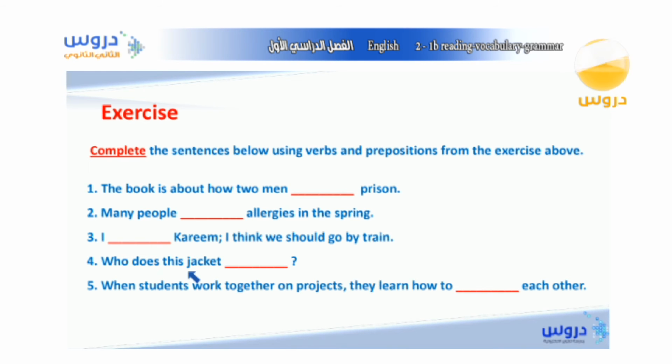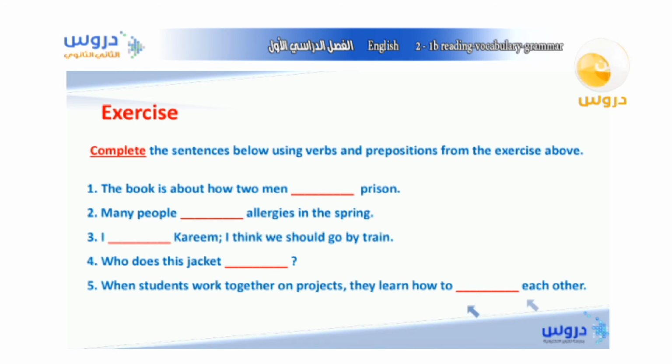4, and this is a question: Who does this jacket ___? So you remember we had a verb here, which is belong to. So, who does this jacket belong to? Belong is a verb, and to is a preposition. So, belong to, most of the time the verb belong and the preposition to come together.